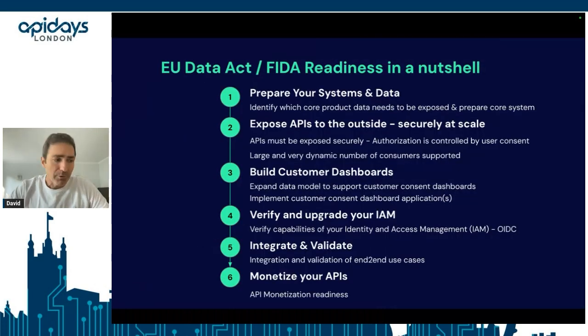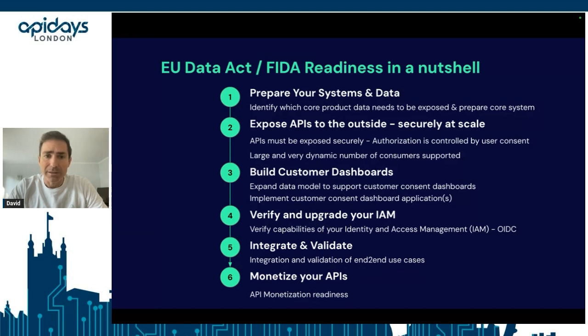Okay, so now I'm going to move into the second part of the talk, where I'm going to provide an implementation guide for companies, typically data holders, that need to get ready to expose the data. And there are a few steps. The first one is prepare your system and data. You need to identify which core product data needs to be exposed and prepare the core system for it. I will go into a bit more detail.